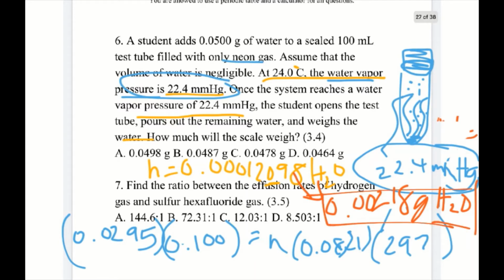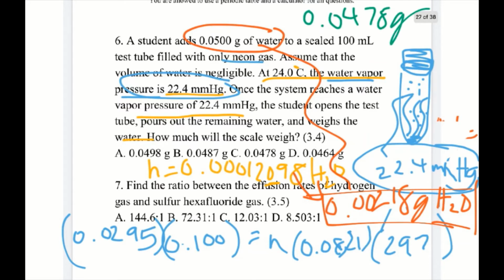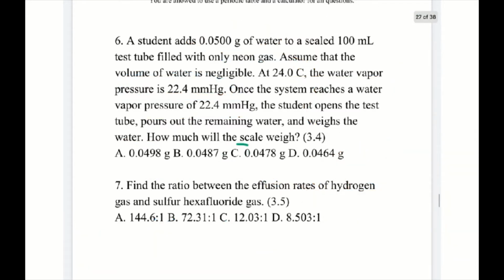So if this much water evaporated to create the water vapor pressure that we wanted, then how much is left over? Well, if you have originally this much and you subtract this, you will get the leftover. So 0.0500 minus 0.00218, and we get that we have 0.0478 grams left over, and that's C. Now let's move on to our next question. So let me clear the ink and say that this is C.